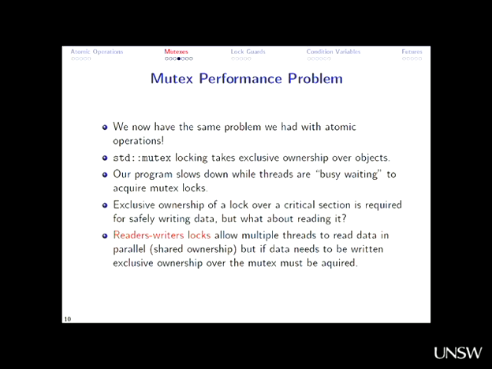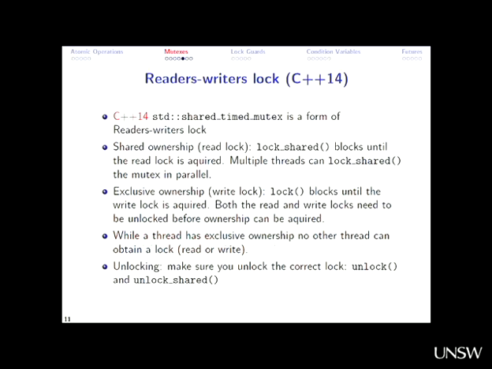Okay? But if data needs to be written, then exclusive ownership over the mutex must be acquired, which means that multiple threads can all go and lock a mutex and say, I'm reading this data, but in order to write to the data, they need to acquire what's called exclusive ownership, and they might have to wait for all these other threads to finish reading the data and unlock their reader's lock. Okay, so there's two locks involved. There's a reader's lock, there's a writer's lock. For a reader's lock, multiple things can lock. For a writer's lock, only one thing can lock, and the condition for the writer's lock to be able to lock is that all the reader's locks have to be released. And in C++14, so not C++11, in C++14, there's a thing called a shared timed mutex. It's a form of a reader's-writer's lock.